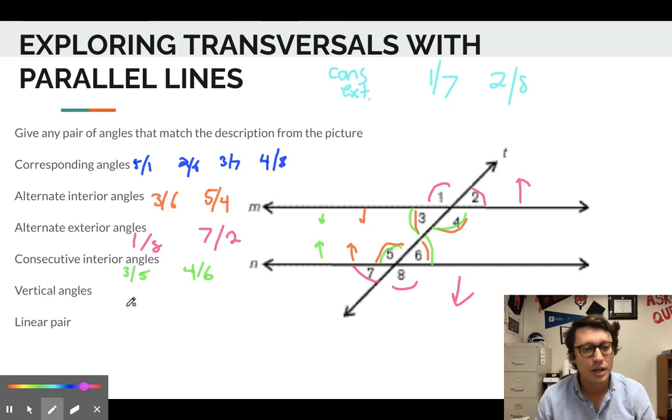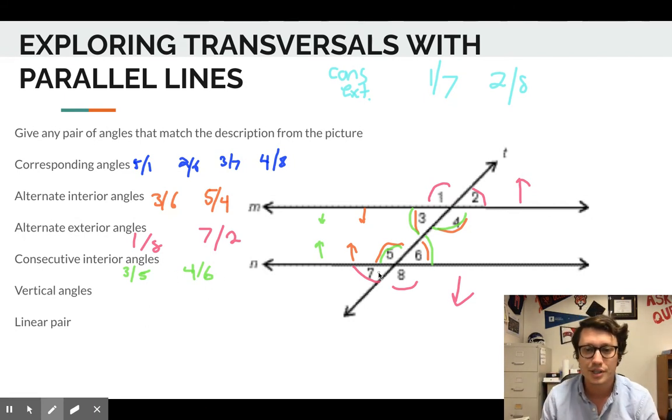Again, running out of colors. Vertical angles means opposites. Remember 7, 6 would be verticals. 5, 8 would be vertical angles. 3, 2 would be vertical angles. And 1, 4 are vertical angles.